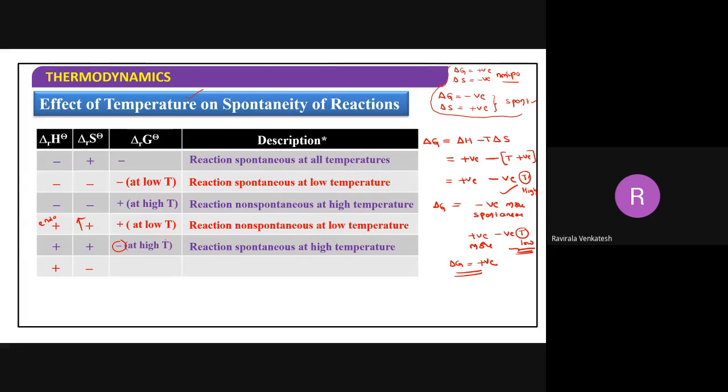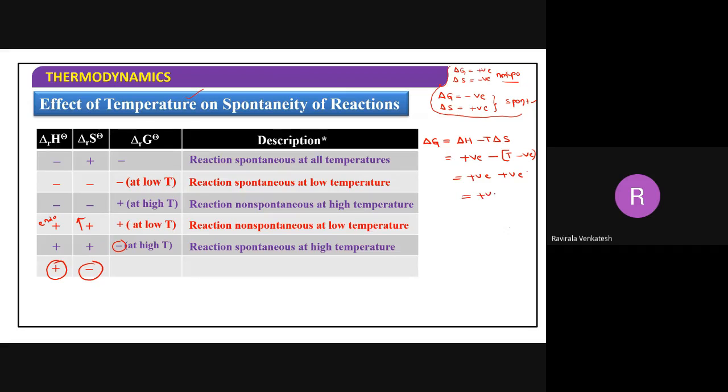And lastly, if delta H is positive, endothermic, and entropy is decreasing, definitely delta G will be positive, only positive. Why? Let me see this one again. You substitute the values. Delta H will be positive. Next, T into delta S is negative. So negative into negative, definitely what happened? Positive. We get only positive. So at all temperatures, delta G will be positive and non-spontaneous.